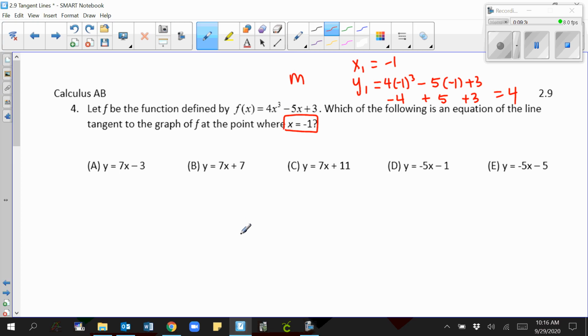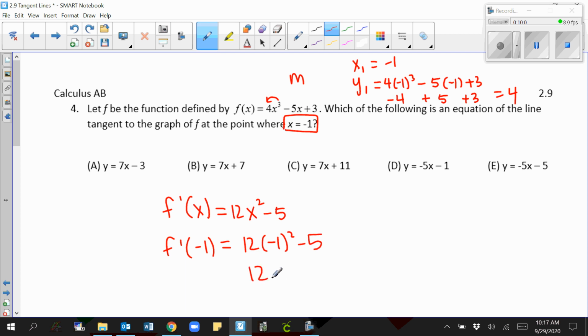So now I need to find my slope, and remember that's my derivative, so f prime of x is equal to, well, the 3 comes down, it gives me a 12x squared. And if I have a negative 5x, the derivative of that is negative 5, and the derivative of 3 is 0. So my derivative is 12x squared minus 5, and I'm going to find my derivative at negative 1. So 12 times a negative 1 squared minus 5, or 12 minus 5, which gives me 7.